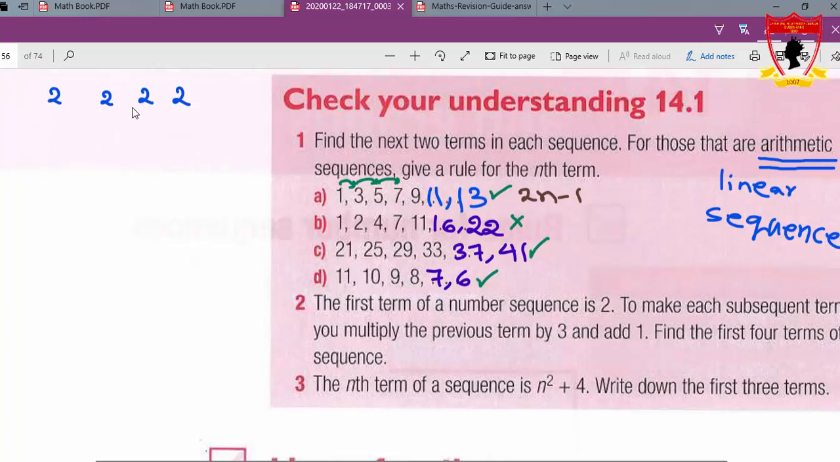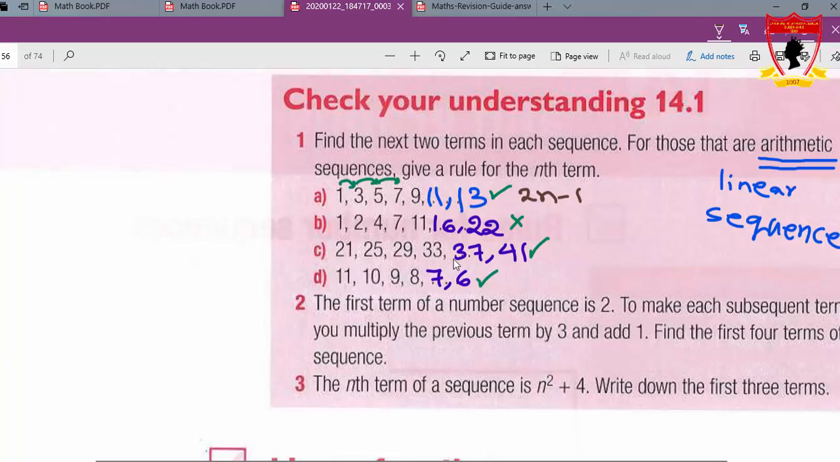The second sequence is not a linear sequence, it's not an arithmetic sequence. Then we cannot follow this procedure to work out the formula of the nth term. It has some other ways that you don't study in middle school.